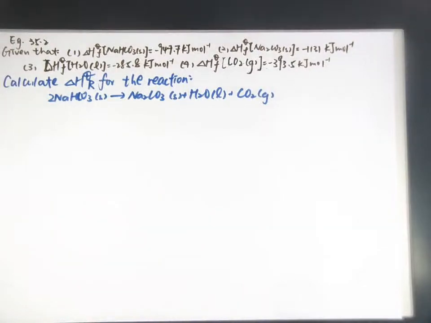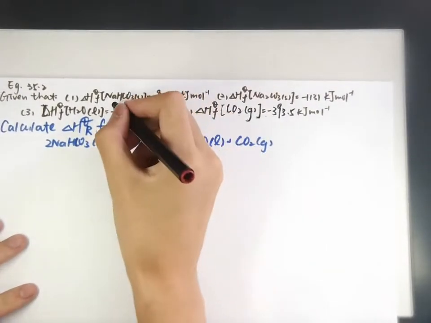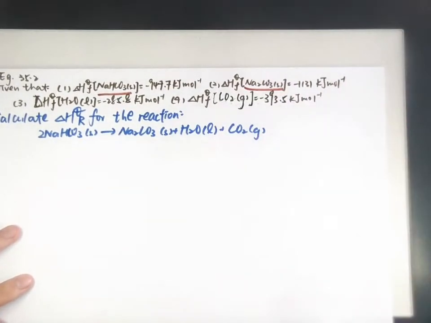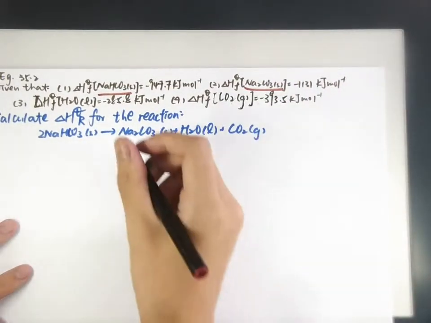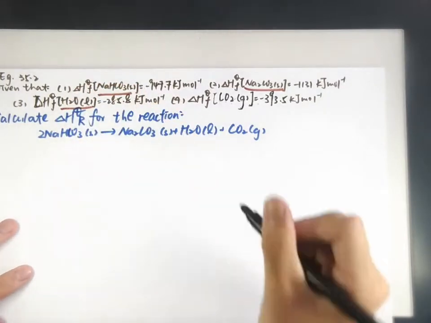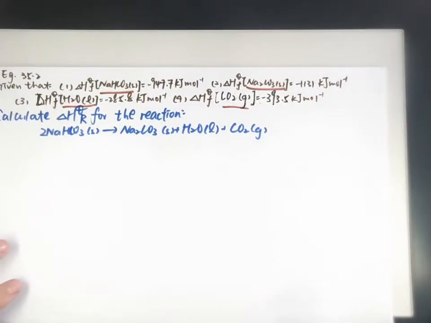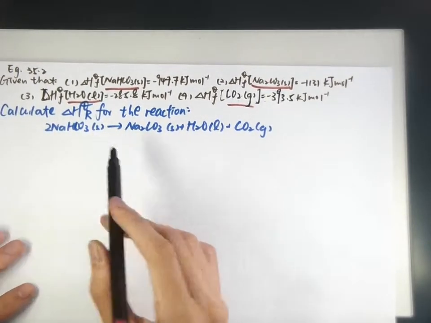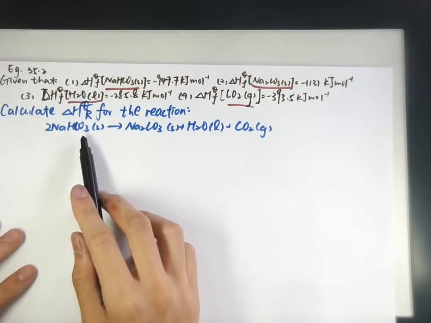So in this question we are provided with 4 data. We have delta HF of NaHCO3, delta HF of Na2CO3 sodium carbonate, delta HF of water and delta HF of carbon dioxide. So how can we calculate this question? We need to calculate the delta HR, the standard enthalpy change of reaction of this reaction. This is the thermal decomposition of sodium hydrogen carbonate.